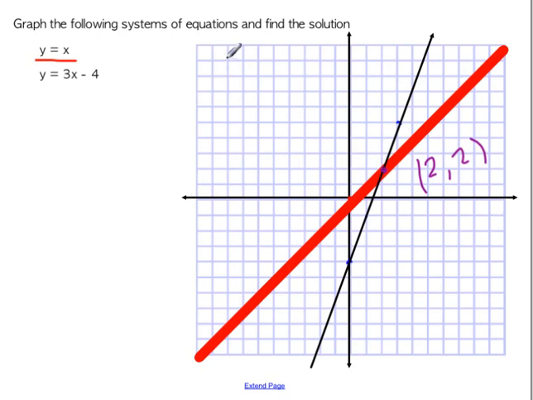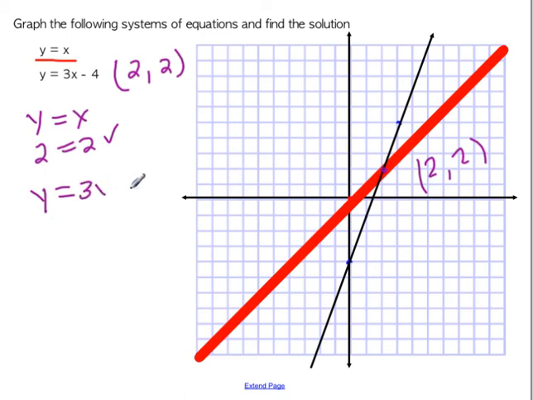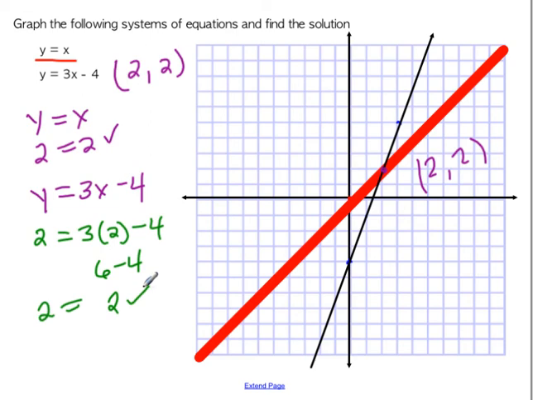We can check this really quickly by plugging in our values over here. So if I said y equals x, and I'm going to go with the solution of 2, 2, I can plug in 2 for x and 2 for y and see that that makes that statement true. And then I can do the same thing for the second equation, and I would plug in 2 for y equals 3 times 2 for x, and I can test it out, and I get 6 minus 4, which equals 2, so 2 equals 2, so that is also true.